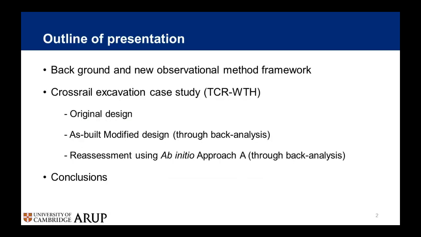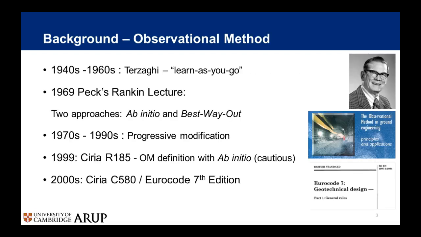In my presentation, I will firstly briefly cover the background of the observational method and introduce a new observational method framework. After that, I will use a Crossrail excavation case study to demonstrate the different designs: the original design, the as-built modified design, and the reassessment design carried out by ab initio Approach A. That will try to demonstrate how ab initio Approach A can maximize the cost saving in the design, and the last will be the conclusion.